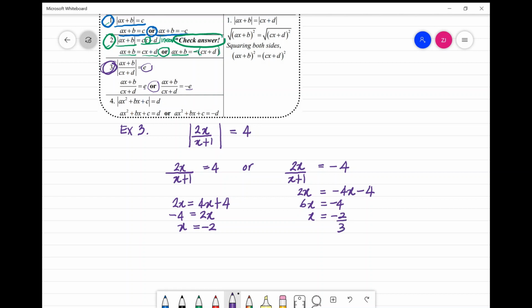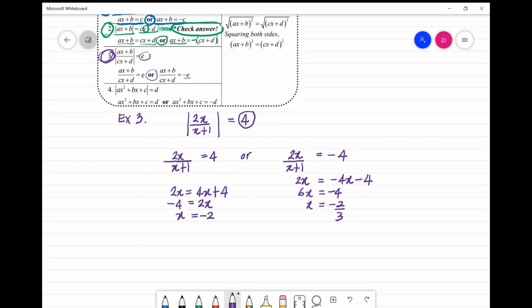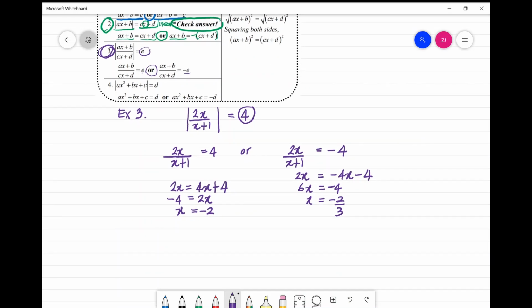Because we have this constant 4 without the variable, we don't have to check the answer, and we can simply finalize the answer in set form. So the set is x such that x equals negative 2, negative 2 over 3.